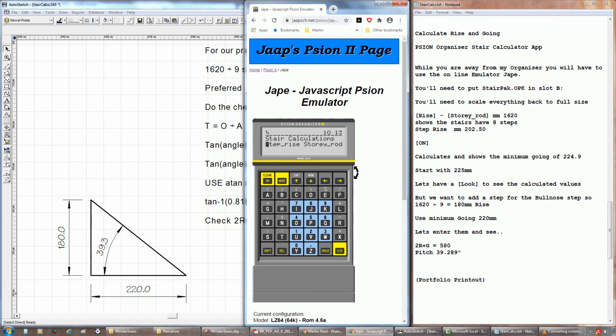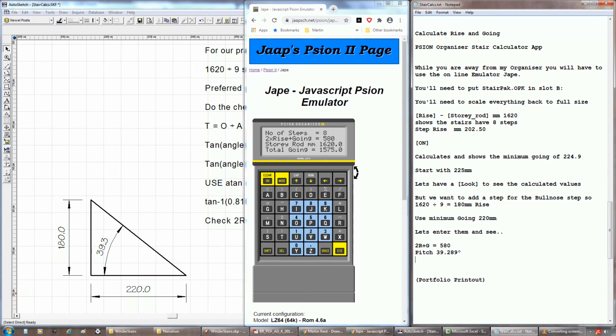But it's not exact for our stairs, because we added a step, didn't we? So let's just force in the 180mm rise, and then we'll force in the 220mm going, which is the minimum going we can use on a flight of stairs. So we'll change the value that's in there, and we'll put in a new step going of 220mm. And we can look at those values, and you could print these values and show the assessor that you know what you're doing. That gives me 582 2r plus g, and just over 39.28 or 39.3 degrees that we know.